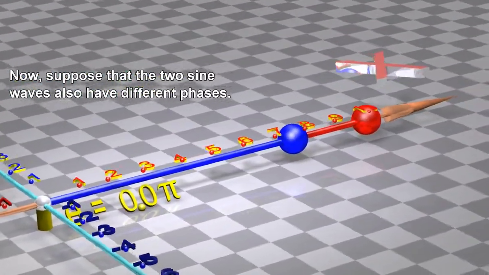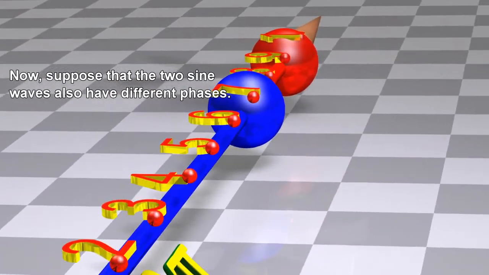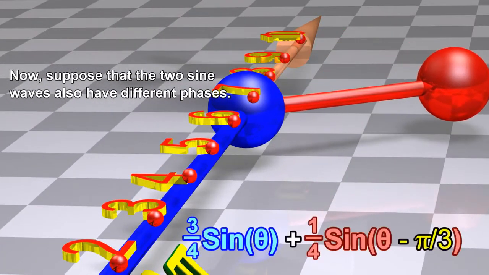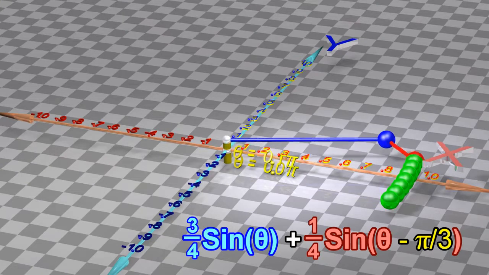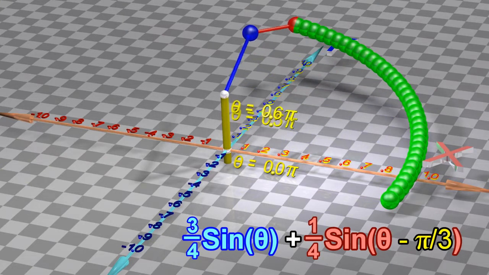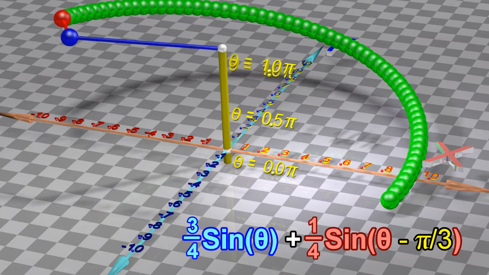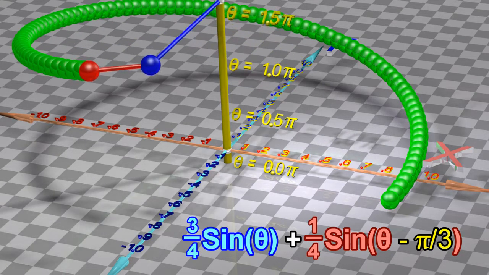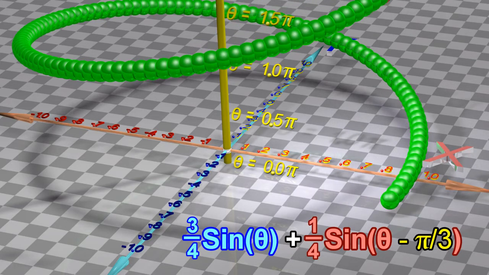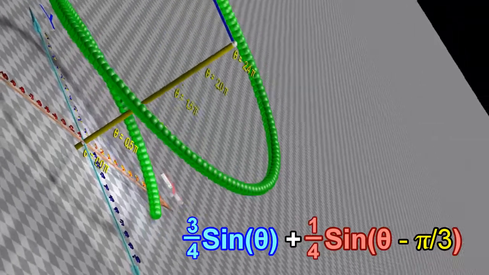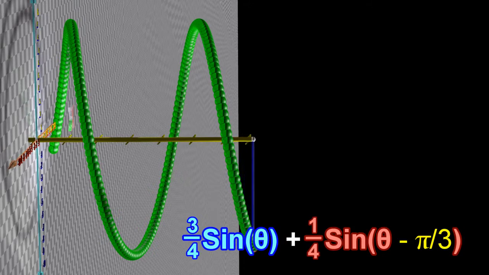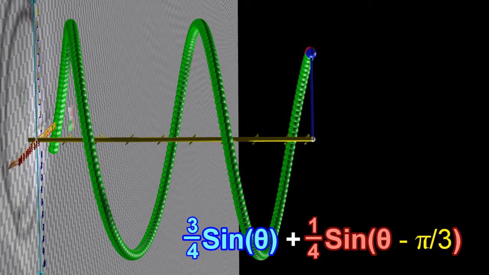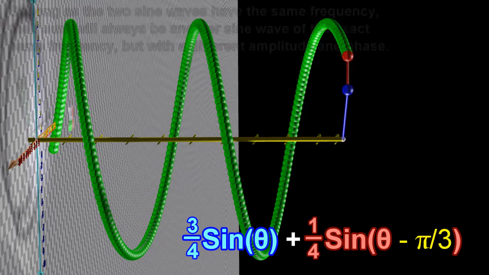Now, suppose that the two sine waves also have different phases. The sum of these two waveforms can be represented graphically like this. So long as the two sine waves have the same frequency, their sum will always be another sine wave of the exact same frequency, but with a different amplitude and phase.